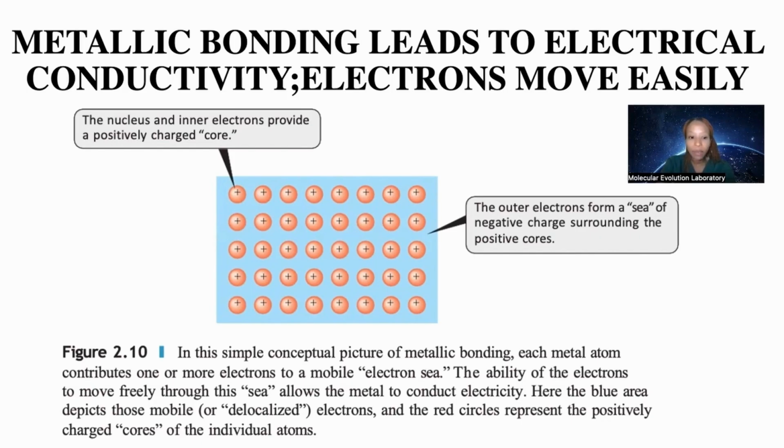Here, the blue area depicts those mobile or delocalized electrons, and the red circles represent the positively charged core of the individual atoms. In metallic bonds, the nucleus and the inner electrons provide a positively charged core. The outer electrons form a sea of negative charge surrounding the positive core. So it basically forms a lattice of electrons where the electrons can move freely, and that is the basis of metallic bonding.